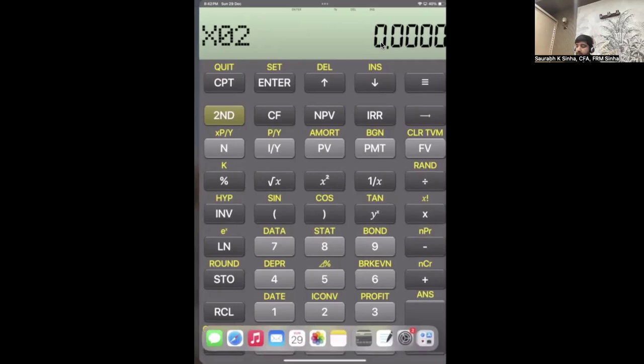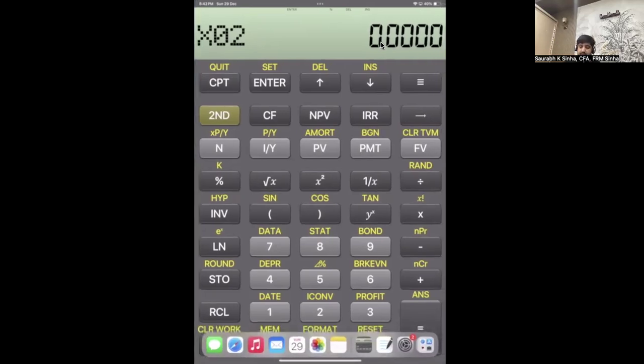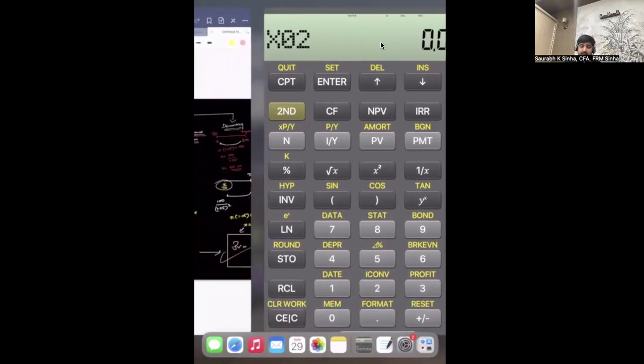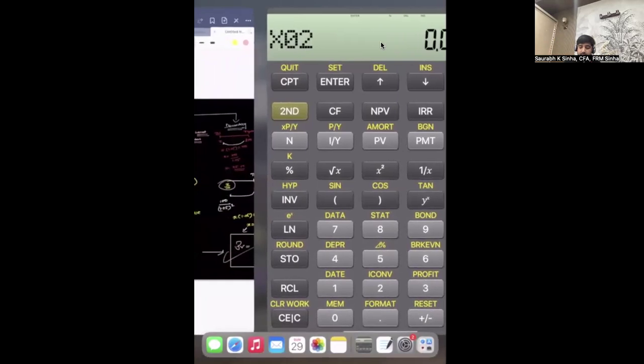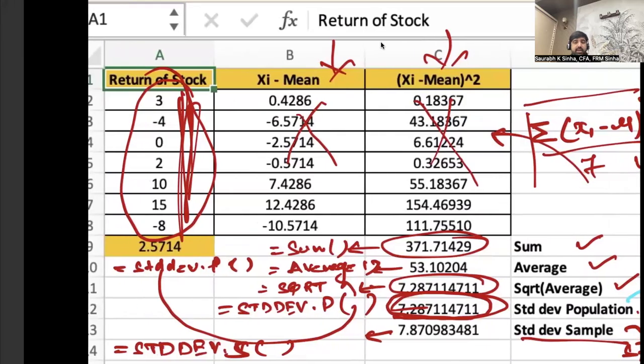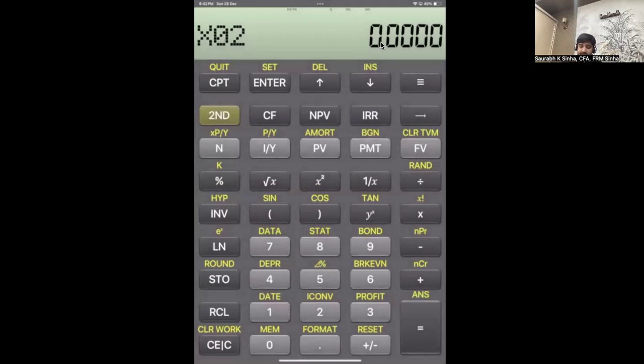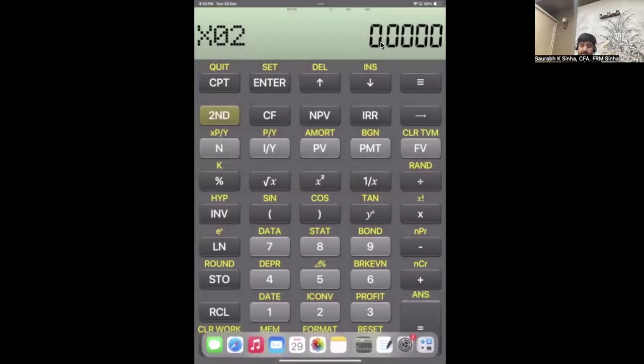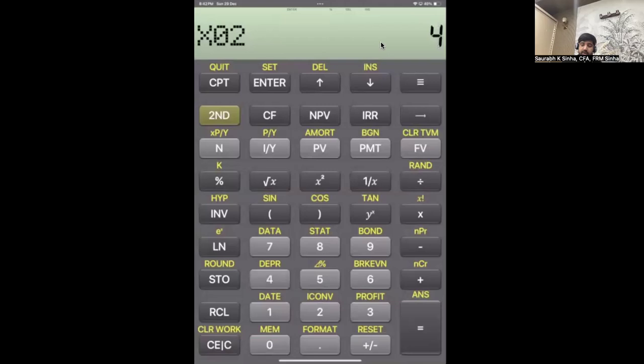What was X02? Let's see. X02 is minus 4, then 0, 2, 10, 15, and minus 8. Okay. So X02 is 4. Enter. You need to press enter, arrow down. Then again it is asking for Y. We don't have another entity.